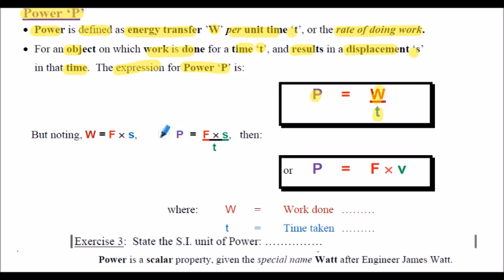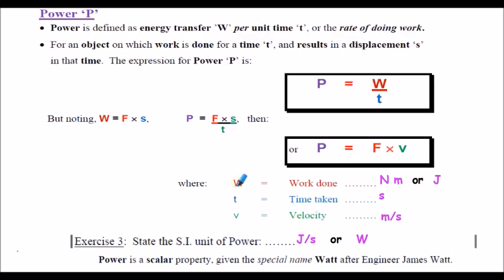We can generate another equation for power. If we consider work is force multiplied by distance, we can replace the top line of the first equation shown here with F multiplied by S. And what we can note is that the S divided by t here is actually velocity v. So an alternative equation for power could be written as the force multiplied by the velocity.